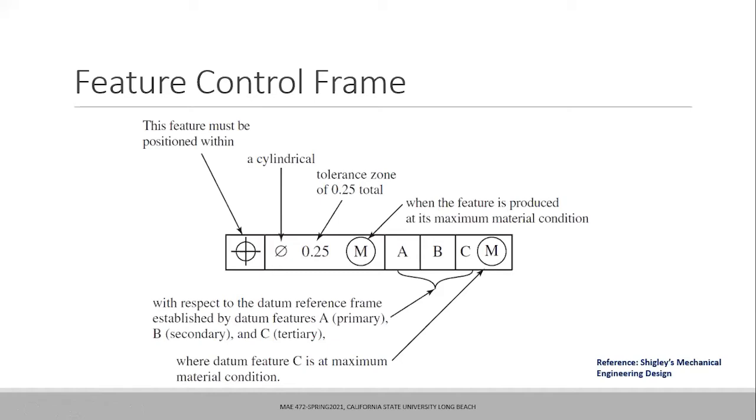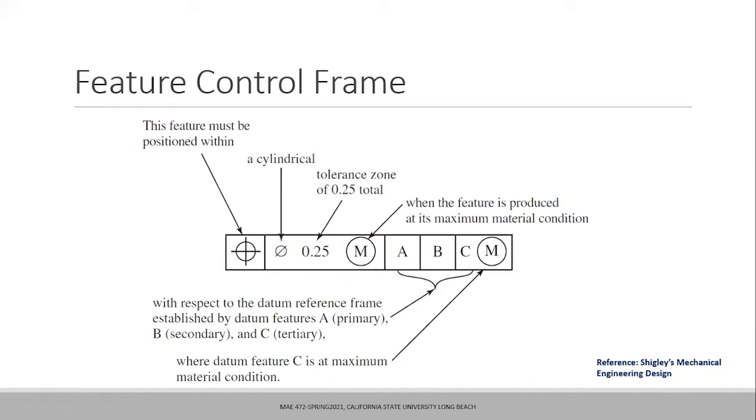Now, just to read it, it means that the feature is to be positioned within a cylindrical tolerance zone of 0.25 millimeters when the pin or the part is fabricated at maximum material condition. And the ordering of datums is A, B, and C. Does it make sense to you guys? Yes.